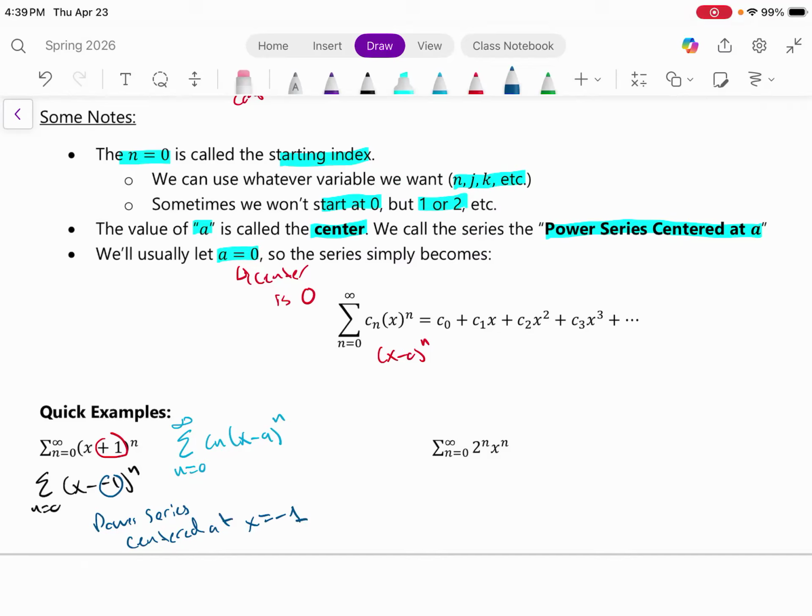Let's look at this next one. We can rewrite this to make it easier to see what the center would be, like 2 to the n, and then x minus 0 to the n. That just means 0 is the center, so it's a power series centered at x equals 0.